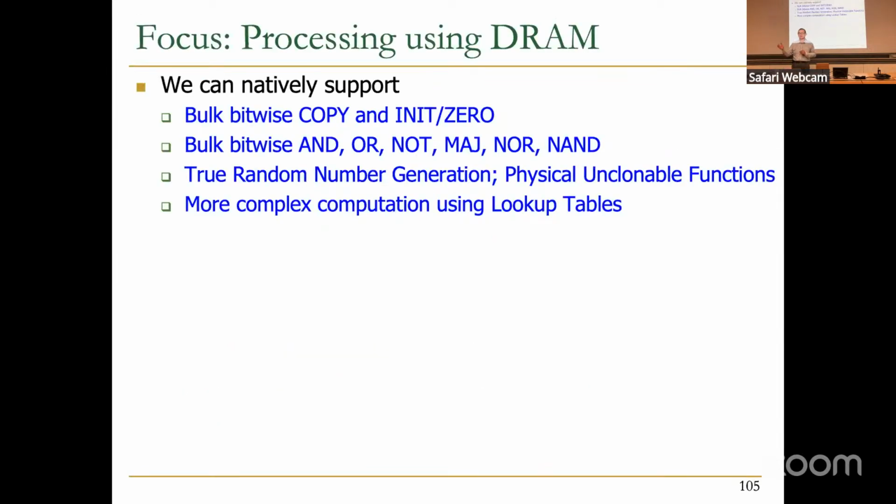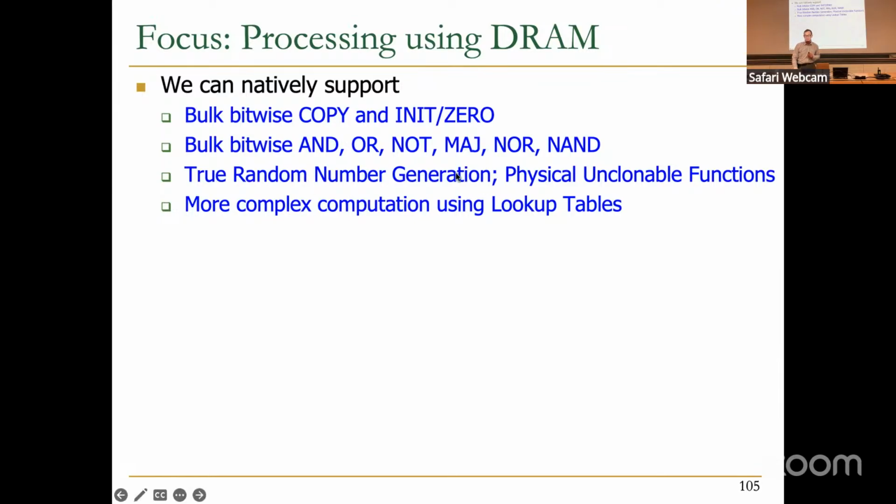So I'm going to focus on processing using DRAM, and this is an area where we've done a lot of work. And I'm going to give you a lot of examples of what DRAM can do. It can do bulk bitwise copying, initialization. Maybe boring, but a lot of workloads actually do that. It can do functionally complete, Boolean complete, if you remember from DDCA, operations: AND, OR, NOT, majority, NOR, NAND.